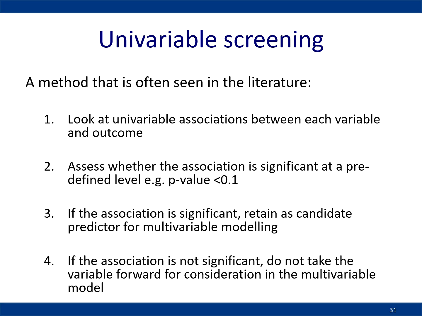So something else that comes up in the literature is a method called univariable screening. And this is where researchers first look at the univariable associations between each of their potential predictors and the outcome, and then decide whether that association is significant or not. So they might define this at some level, such as a p-value less than 0.1. And then if that predictor is considered significant, they would retain it and consider it in the multivariable model. And if it's not significant, then they don't take it forward to the multivariable modelling.